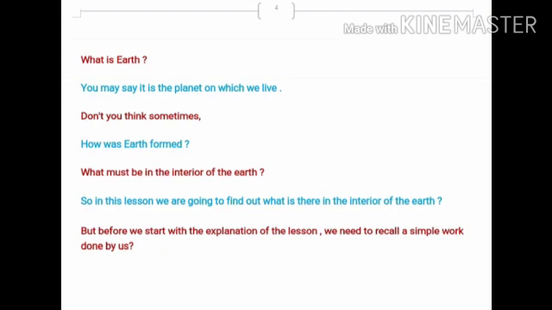Such as how was Earth formed? What must be in the interior of the Earth? Interior means what is inside the Earth. So, in this lesson, we are going to find out what is there in the interior of the earth. But before we start with the explanation of the lesson, we need to recall a simple work done by us. Yes, children, only a simple activity we have to recall which we do on a regular basis every day.